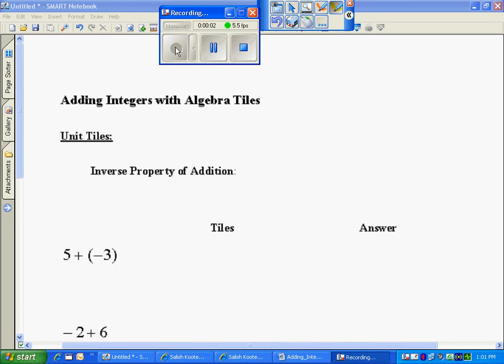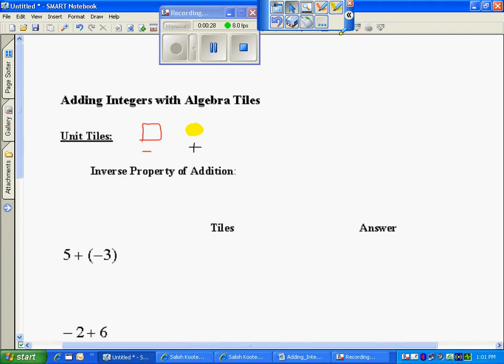A helpful method in showing how to add integers is using integer tiles. Integer tiles are basic geometric shapes. We have several different shapes. What we're going to work with today are the unit tiles. The unit tiles are small squares, and you'll find them red in color, which is going to represent a negative, and yellow in color, which will represent a positive.